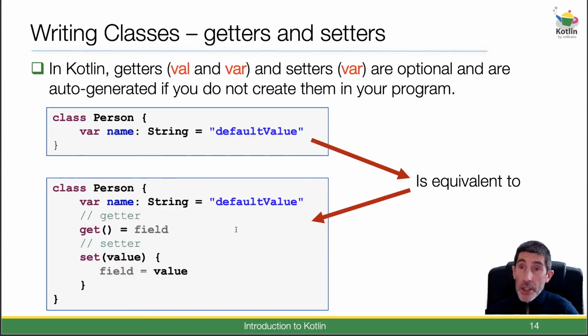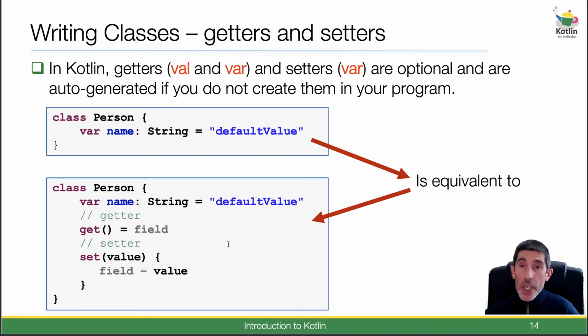In terms of getters and setters in Kotlin, the getters for val and var, and the setters just for var, since you can only set a var, are optional and are auto-generated if you do not create them in your program. Now this is getting into the specifics of those setters and getters. You don't really need to worry too much about this, but if you want to, this is what you would get.